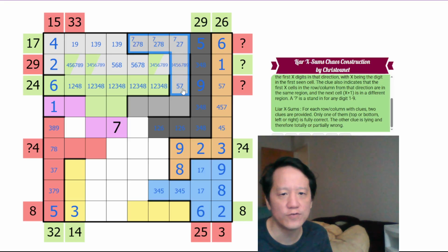1, 2, 3, 4, 5, 6, 7, 8, 9. Dark has to go out here. 1, 2, 3, 4, 5, 6, 7, 8. And then it could go either way. Pink has to go that way. Red has to go this... Well, yes, pink has to connect here.